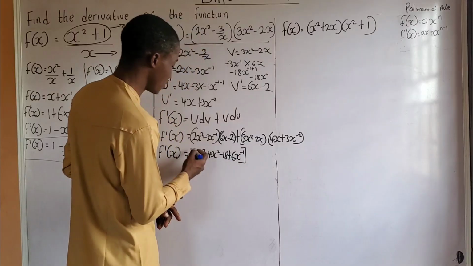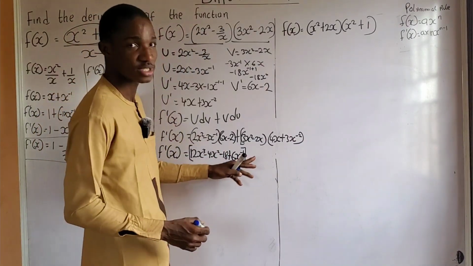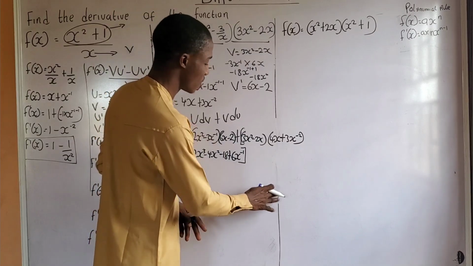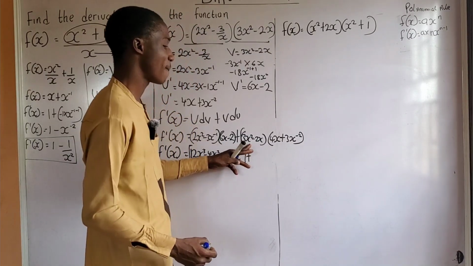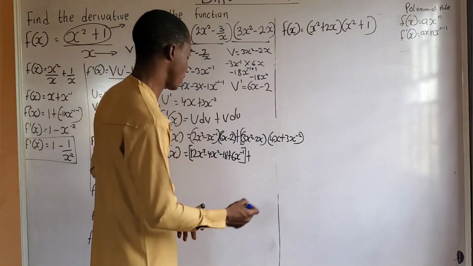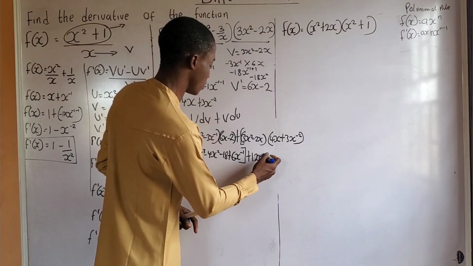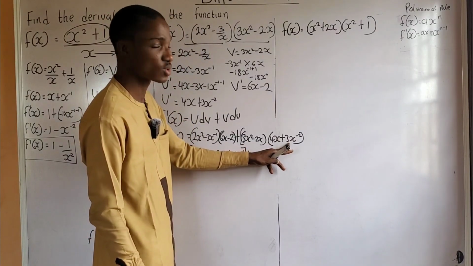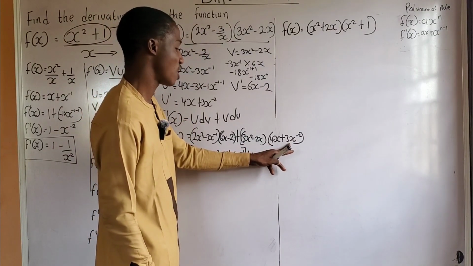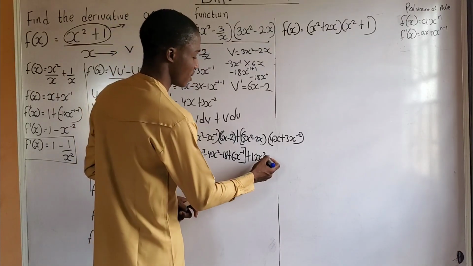Now, the expansion of the first bracket is this. Now, let us proceed to the second bracket. For the second bracket, we're going to have plus 3x squared times 4x, that is 12x to the power of 3, okay? 3x squared times 3x to the power of negative 2. I'm going to have 9x to the power of 0, okay?